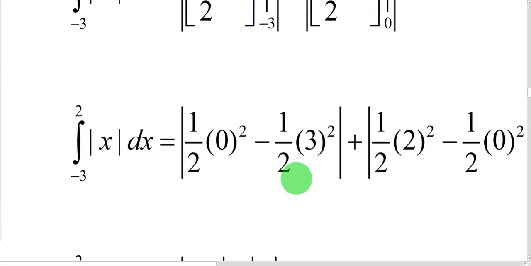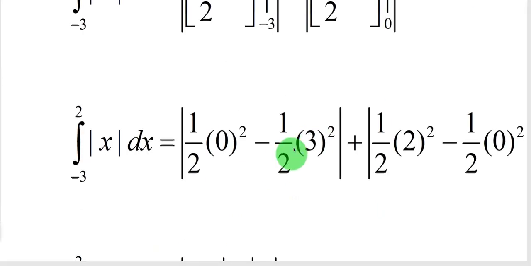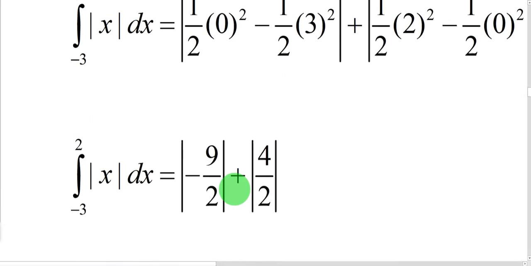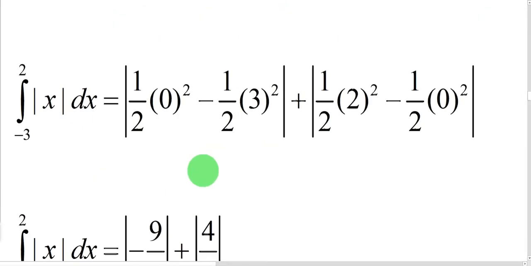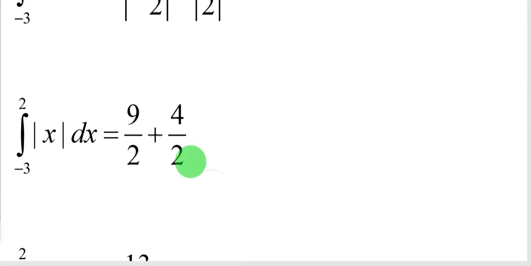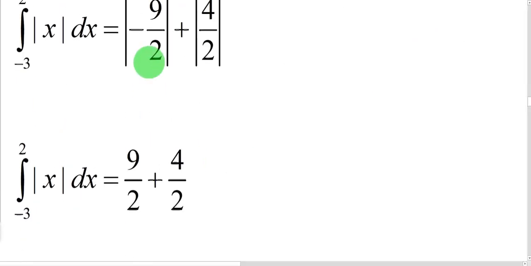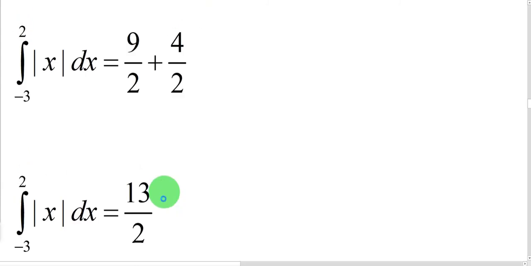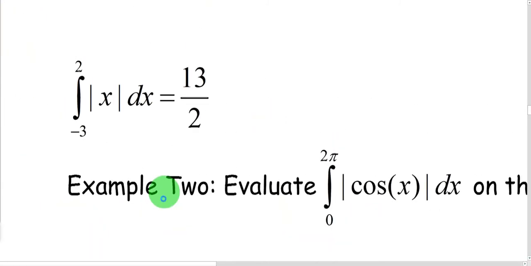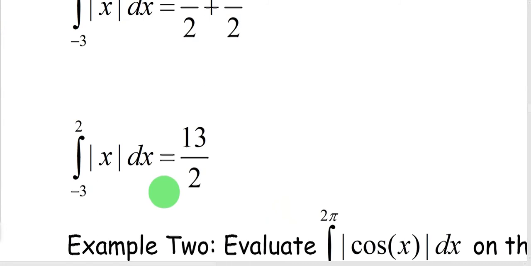Alright, so when I plug in the first one, I just get absolute value of negative 9/2, which is just 9/2. Again, it's going to end up being positive. And for the second one, I get 1/2 of 4, which is 2. So we get 9/2 plus 2, which is the same as 9/2 plus 4/2, which gives you 13/2. Now 13/2 as a decimal is 6.5.